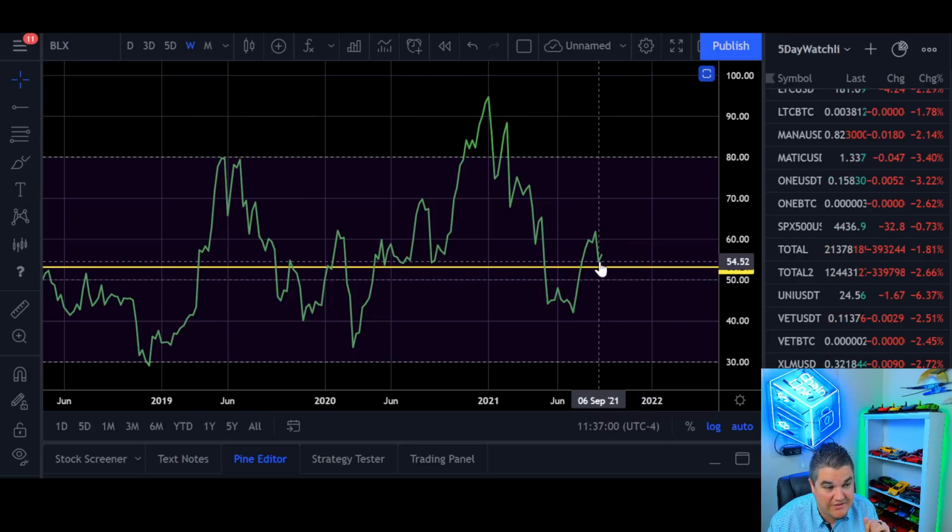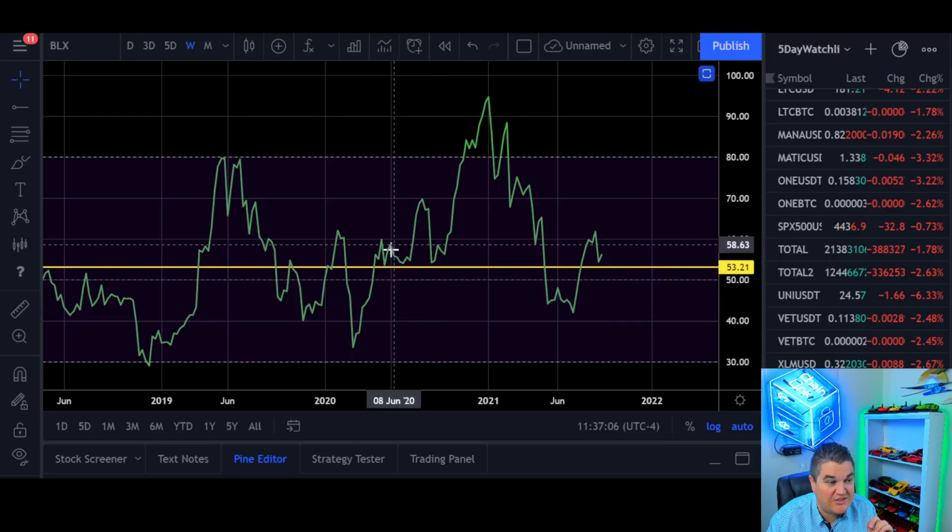But we need to hold above 53. I can't stress how important that is. Look at the start of the last bull market, right? We went up above it, came back down, held it as support, went back up, came back down, held it as support, went back up, came back down, held as support. It's key. We have to hold this.